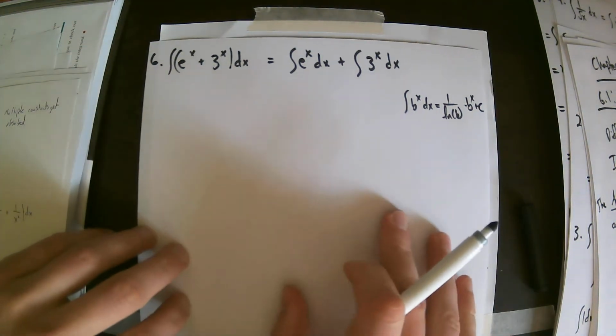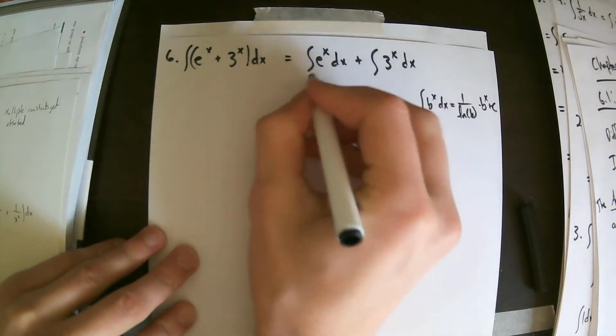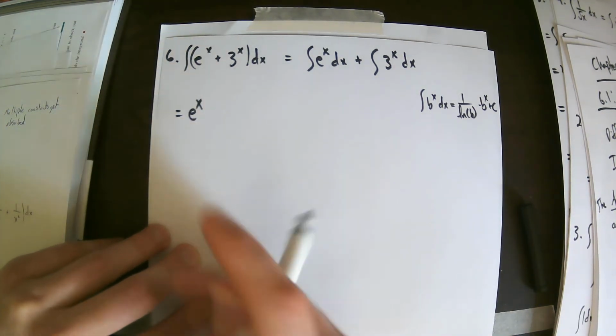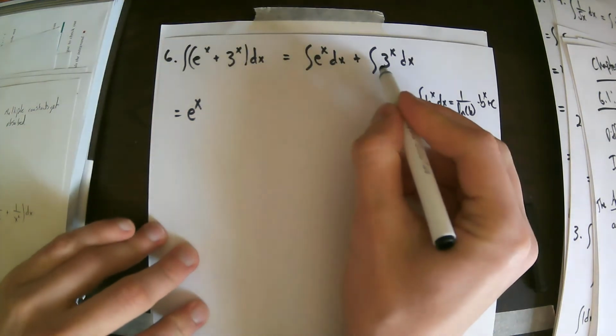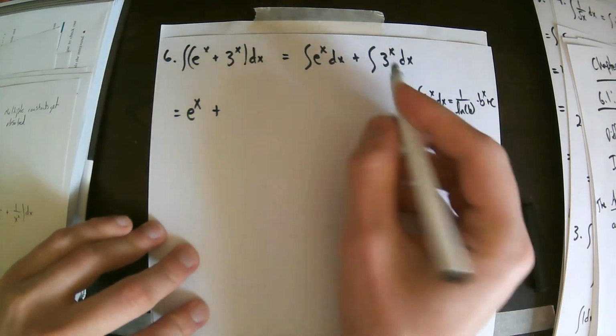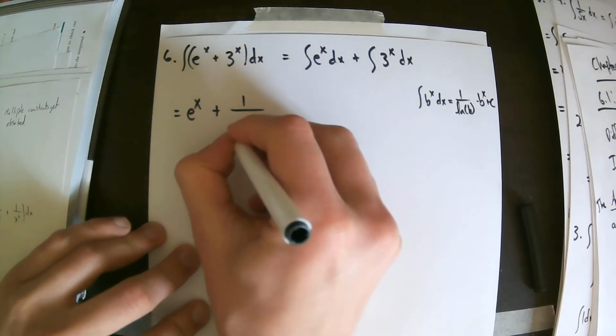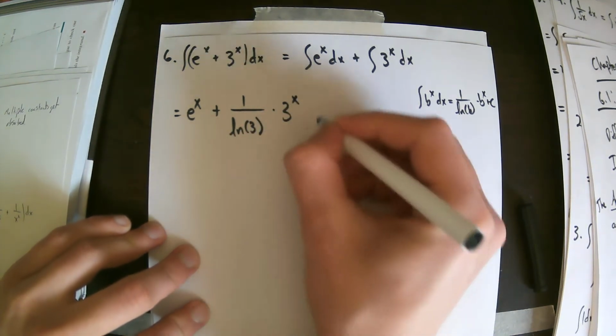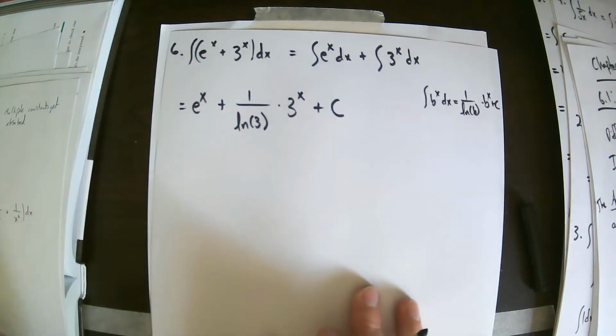Okay, so right here from the first integral, we're just going to have e to the x. That's it. We're going to attach the constant at the end. And then plus the integral of 3 to the x will be 1 over ln of 3 times 3 to the x, and then plus c. There we go.